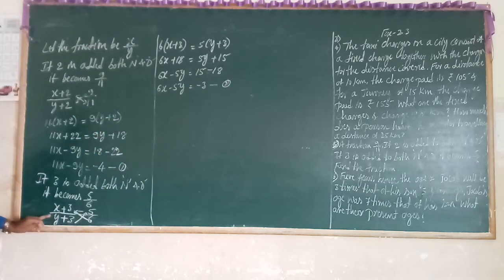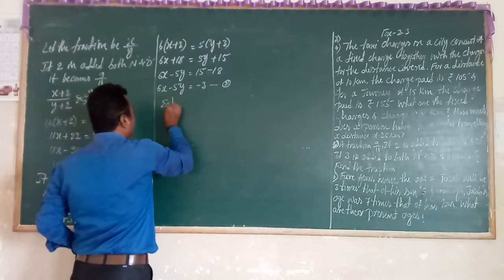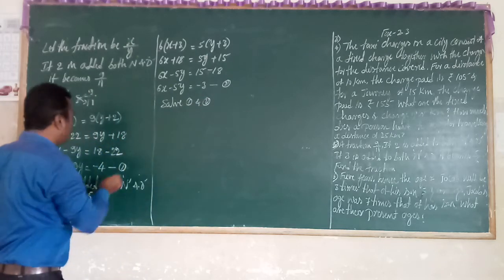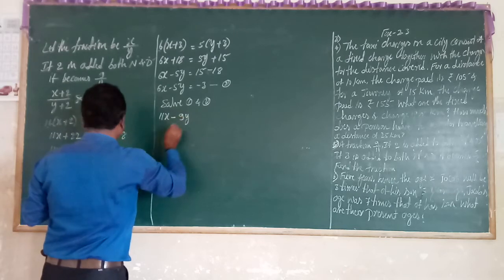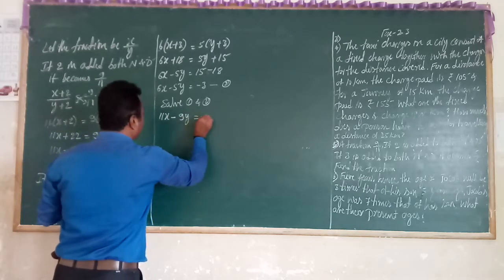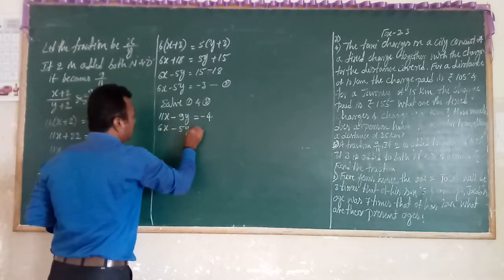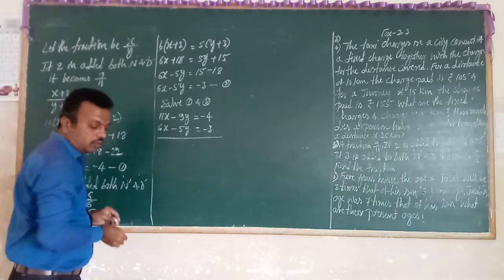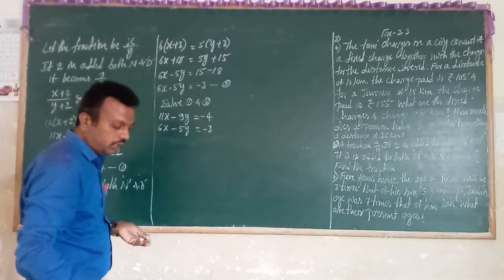Now we have to solve the first and second equations, 1 and 2. So what is the first equation? 11x minus 9y is equal to how much? Minus 4. And the second equation, 6x minus 5y, is equal to minus 3. Now this is not equal for the x term or the y term. Correct?